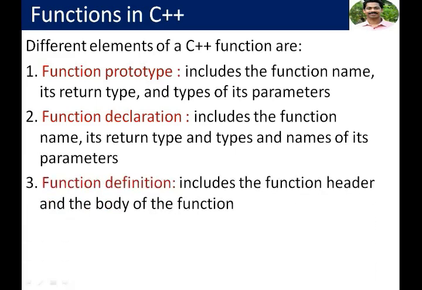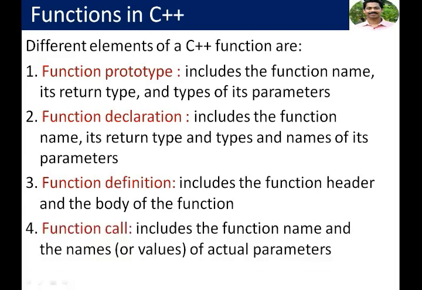Then the function definition. It comes just below the function declaration. The function declaration starts with the function heading, in which we mention the name of the function, return type, and types and names of parameters. Then just below that function heading, we should write the function definition, which contains the actual duty of that function and its statements. All these are included between curly brackets.